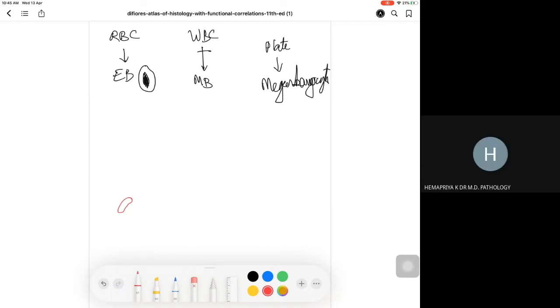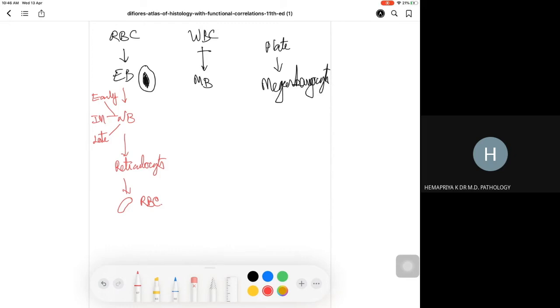Erythroblast, and then they will become normoblast, and the normoblast will be 3 types: early, intermediate, and late. So erythroblast to normoblast, early normoblast, intermediate normoblast, late normoblast, and then they will become reticulocytes, and then they become RBCs. Here they are getting more hemoglobin, and the nucleus size will become less as they are progressing towards RBCs, and hemoglobin content will be higher.